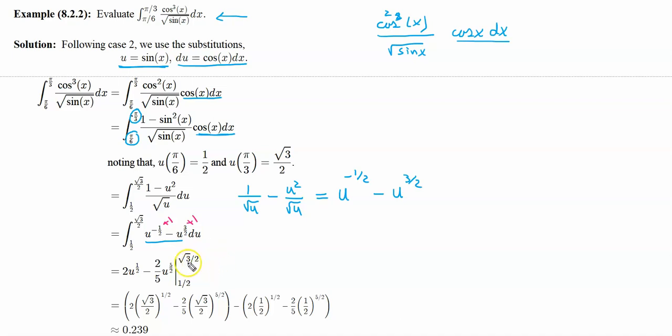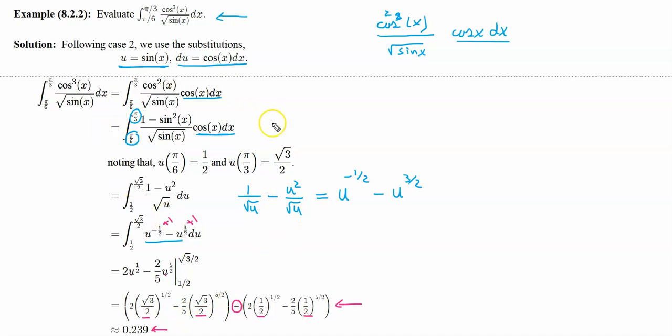So, you just have to plug root 3 over 2 in for the u's. So here they are. Then plug 1/2 in for the u's. Here they are. And subtract. And you can evaluate this on your calculator, and you'll see that you get approximately 0.239. And that's going to be our answer.